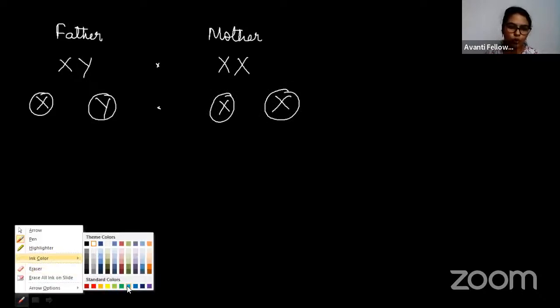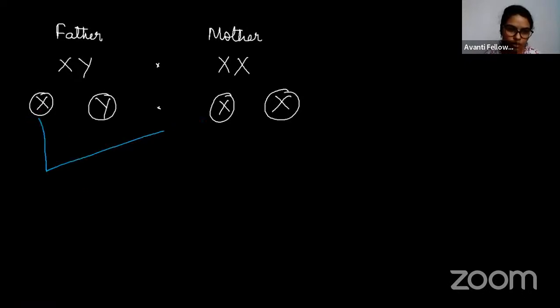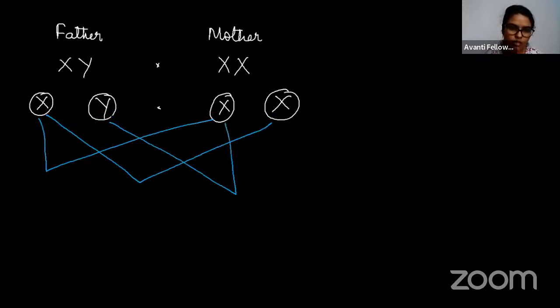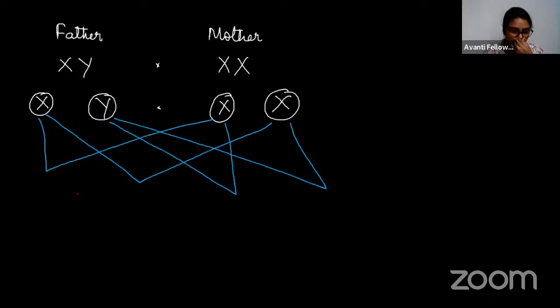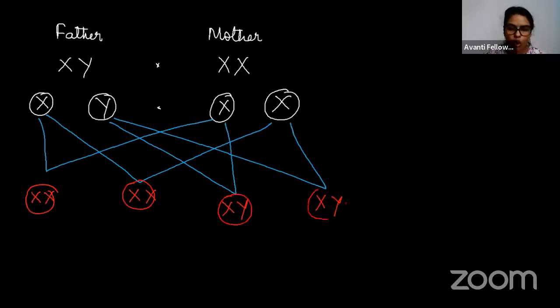Now we are going to look at the cross. That is this, this, this, this. So the first one is XX. The second one is also XX. The third one is XY and the fourth one is again XY. So what we are seeing here is that the probability of getting the next child is 50-50%.